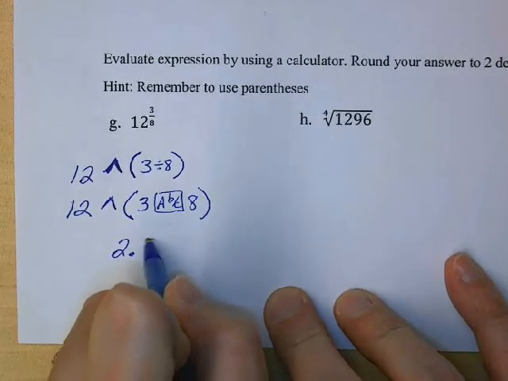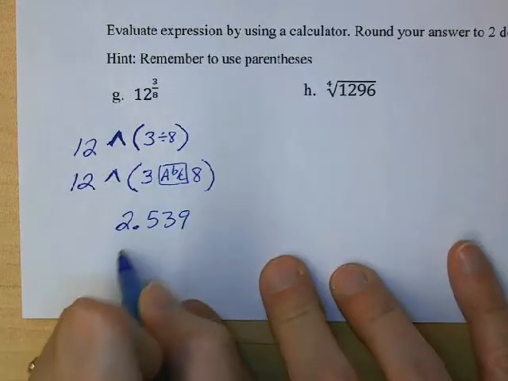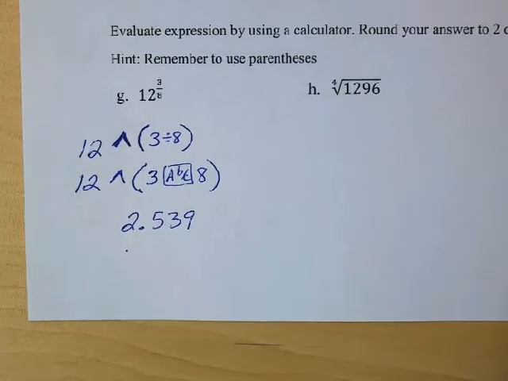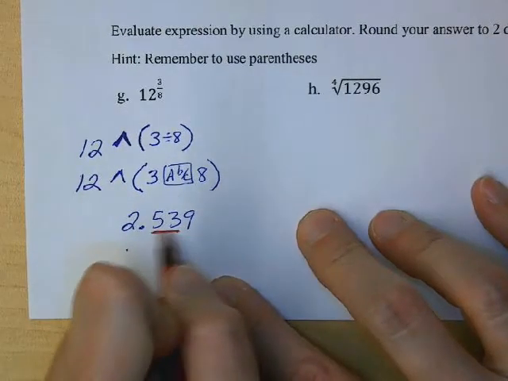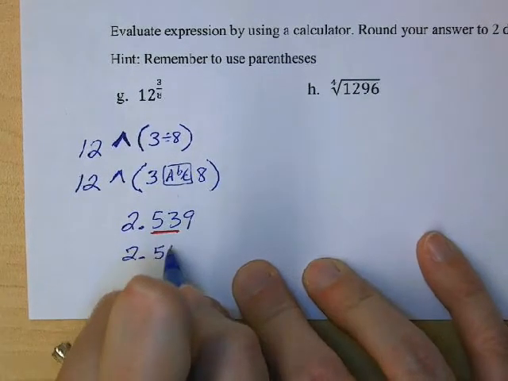So I see 2.53917, lots of numbers on my screen. So round to 2 decimal places. What would we round it to? 2.54. Yeah, 2.54.